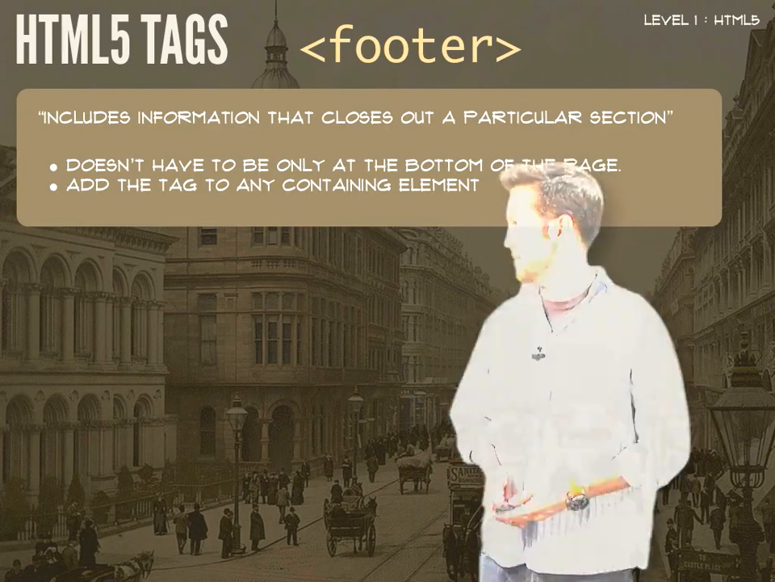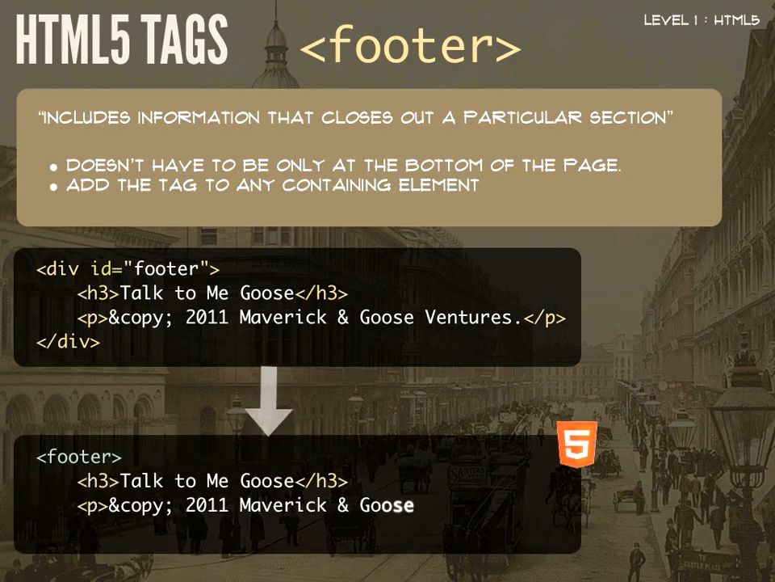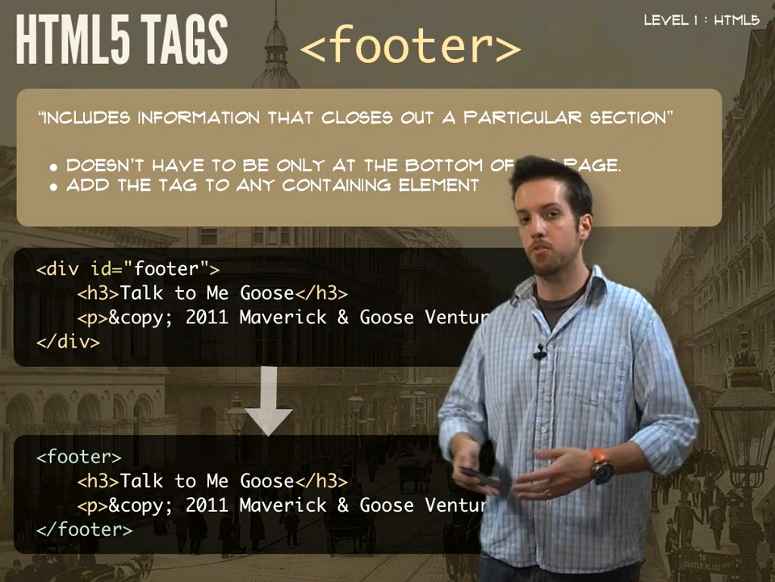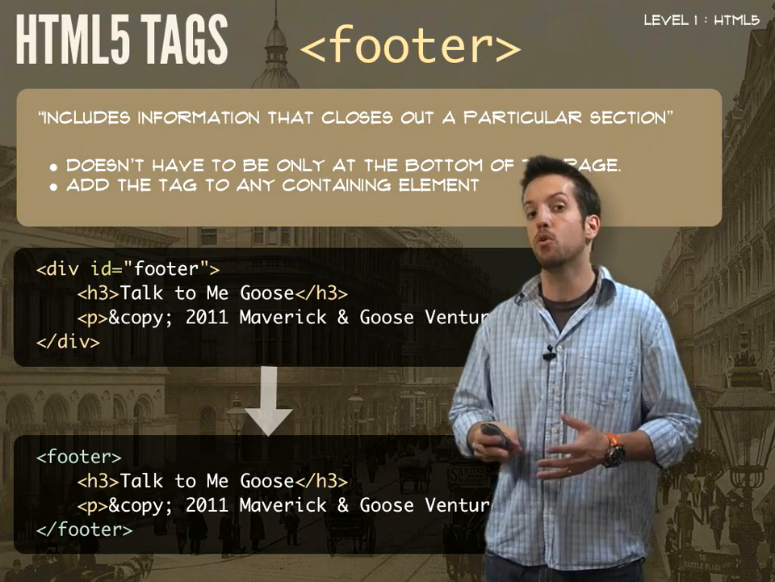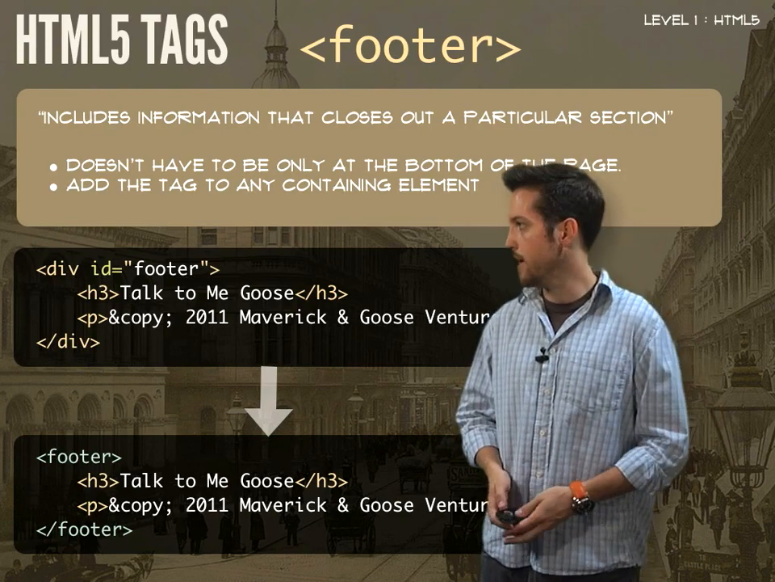Let's look at our example again. So in this example, this is how we might have previously marked up a footer section. Div ID footer with our H3 Talk to Me Goose, and then our paragraph copyright information Maverick and Goose Ventures. So how might we change this into HTML5 markup? Well, we would add our footer tags in place of our div tag, and we would keep the content the same. Now additionally, remember that I mentioned that we can use the footer tag in multiple areas of the site, so it doesn't necessarily just have to be at the bottom of our page.